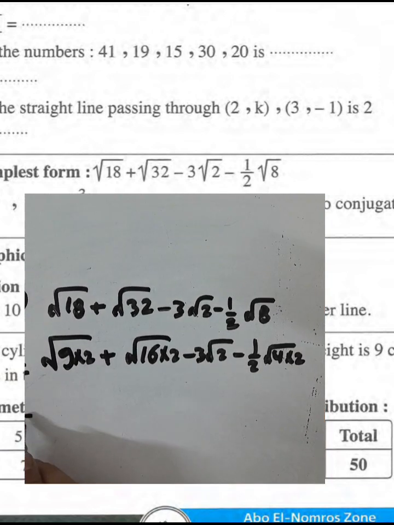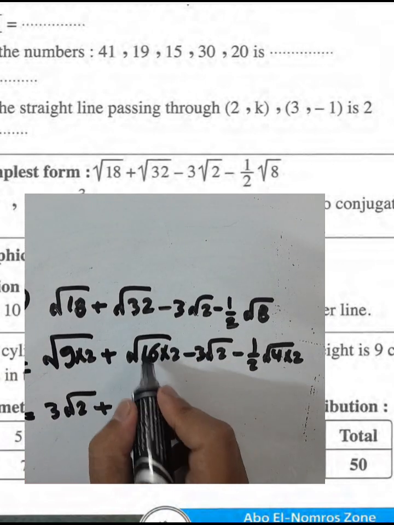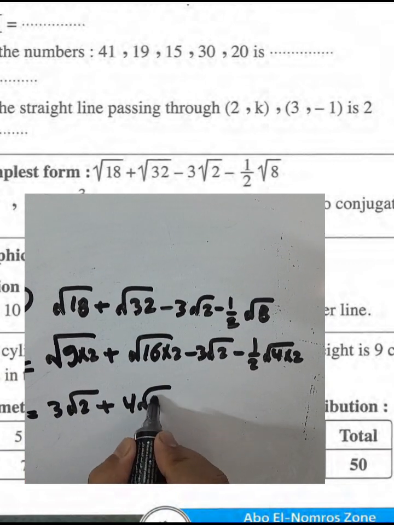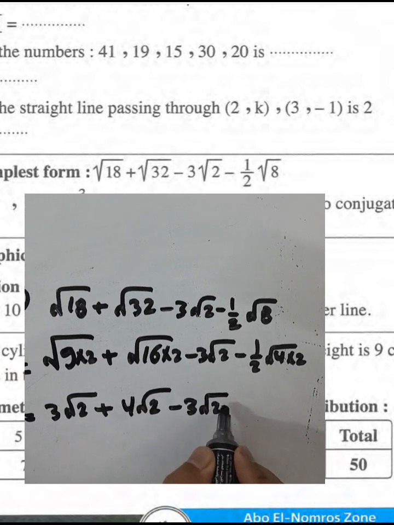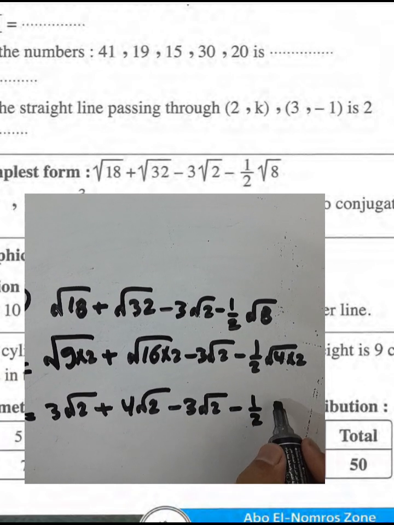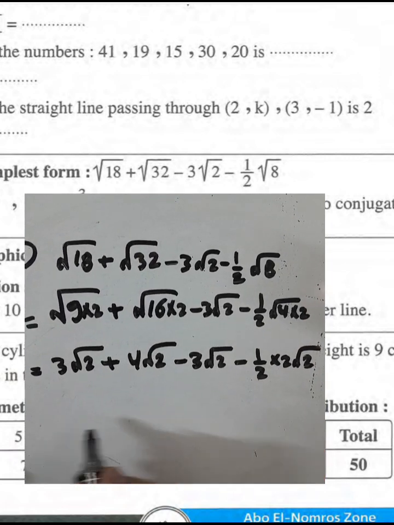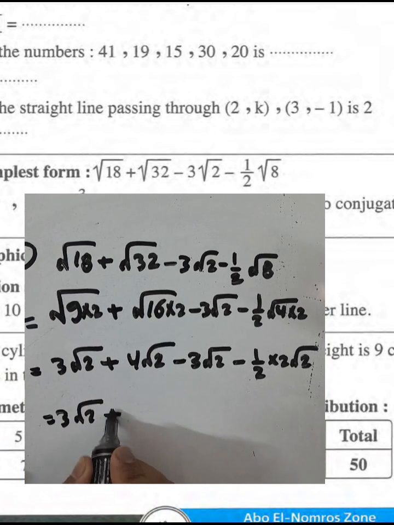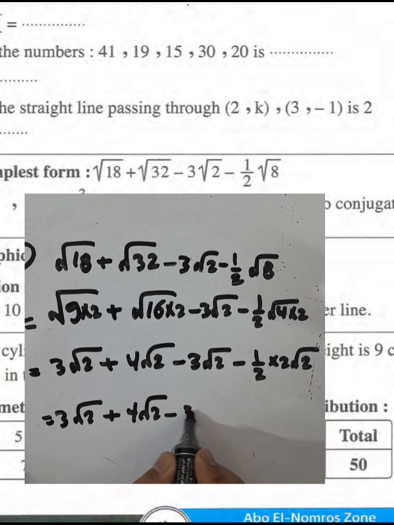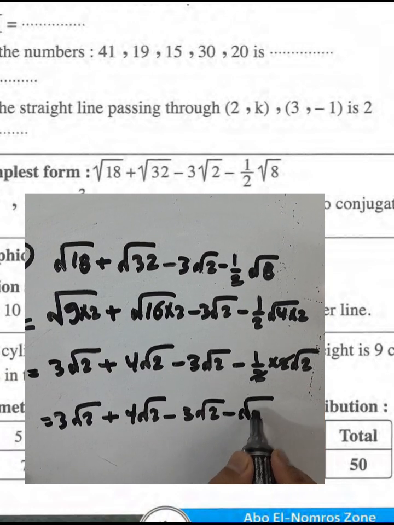Square root of 9 will be 3 and write root 2. Square root of 16 will be 4 and write root 2, and 3 root 2, subtract by half the square root of 4, which will be 2, and write 2 behind it. Then you can simplify it: write 3 root 2 plus 4 root 2 subtract 3 root 2 subtract half times 2, which equals 1. 1 times root 2 will be root 2.